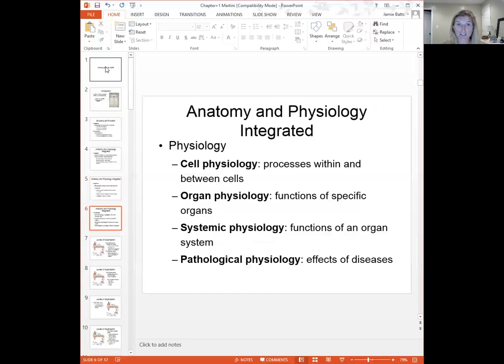So there's cell physiology, there's also organ physiology, where you're looking at the function of a specific organ, and that all goes into systemic physiology, looking at the whole organ system put together. And all of those can lead into the pathological physiology, which is our diseased state, which could impact one or many organs, organ systems, tissues, etc.